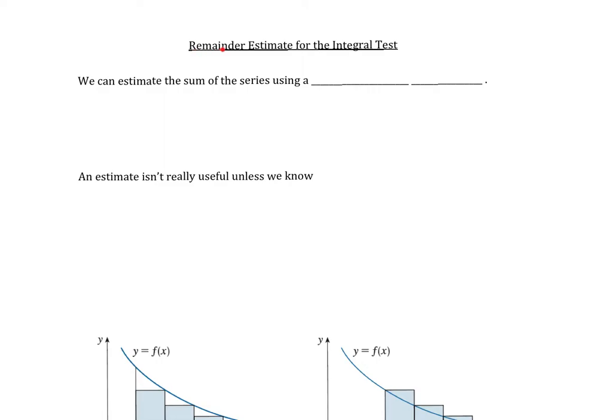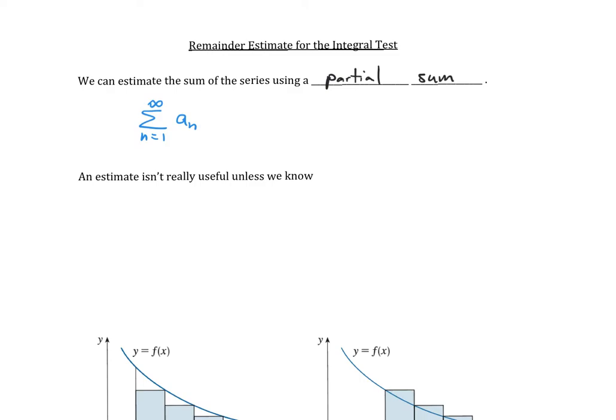Let's talk about the remainder estimate for the integral test. Now, we know that we can estimate the sum of a series by using a partial sum. In other words, if I had some infinite series like the infinite sum as n goes from 1 to infinity of a_n.